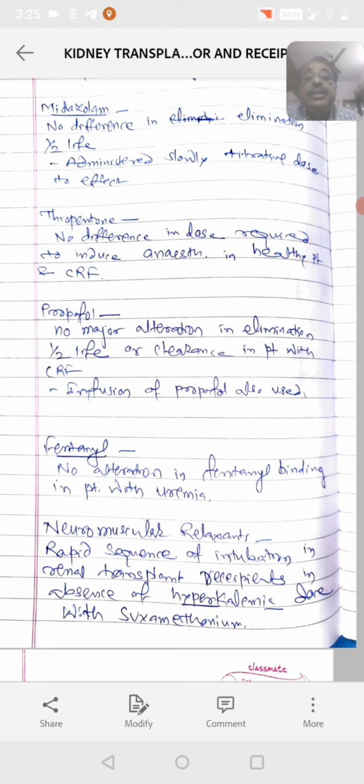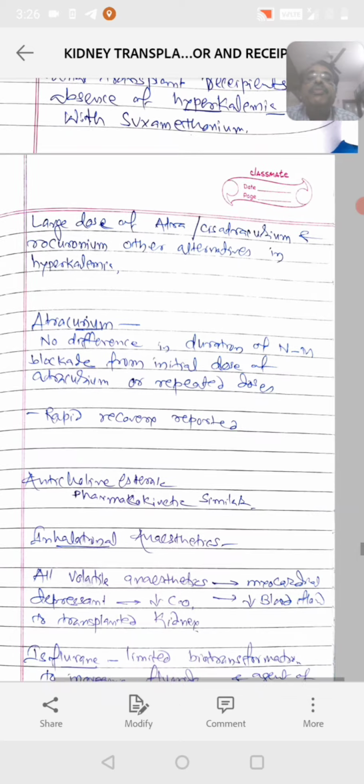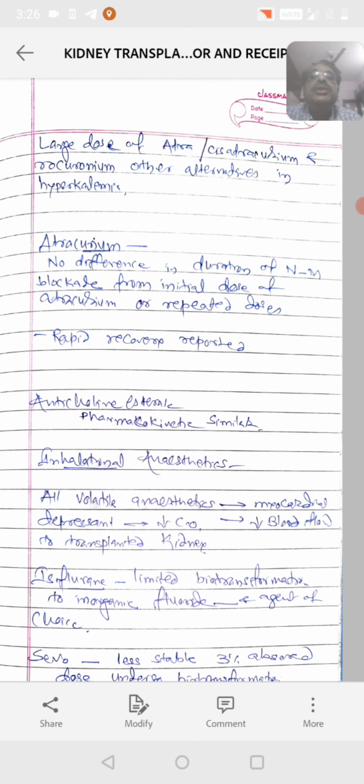Then fentanyl. There is no alteration in fentanyl binding in patients with uremia. Then neuromuscular relaxants. Rapid sequence intubation in renal transplant recipients, in the absence of hyperkalemia, can be done with suxamethonium. Large doses of atracurium, cisatracurium and rocuronium are the other alternatives in hyperkalemia. Atracurium. No difference in duration of neuromuscular blockade from the initial dose of atracurium or repeated doses. It has rapid recovery.